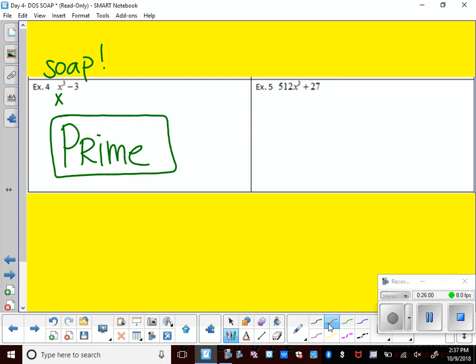On number 5, I have a cube root, so that tells me I can do SOAP. So the cube root of 512 is what? Okay. And the cube root of x cubed, what about the cube root of 27? 3, okay? Here we go. One small, one big. And the first one, I'm going to write 8x and 3.